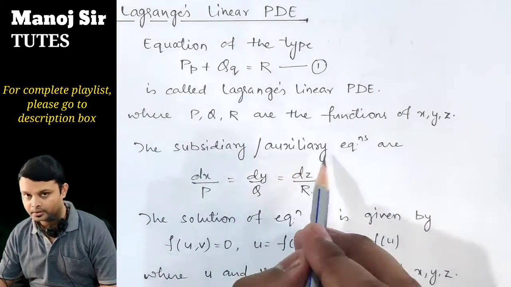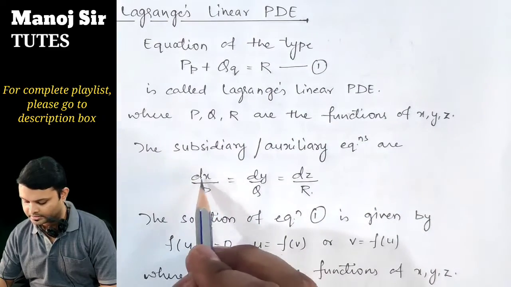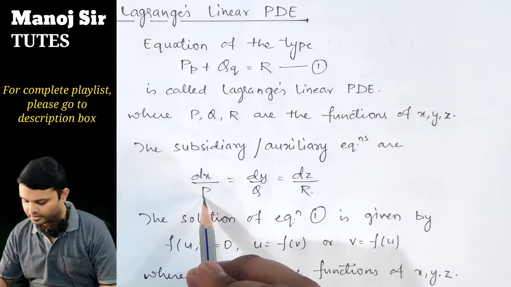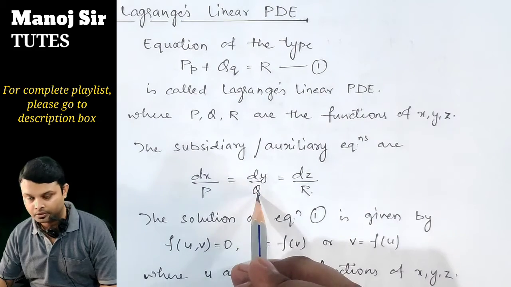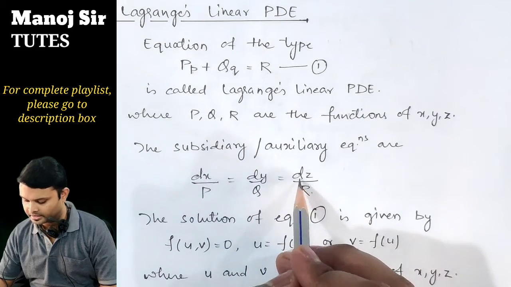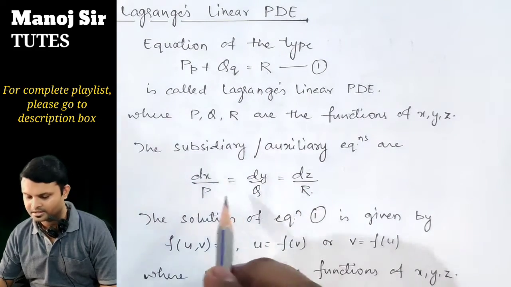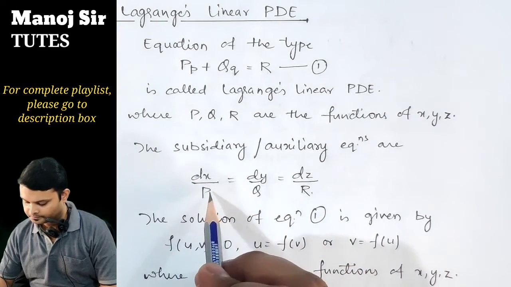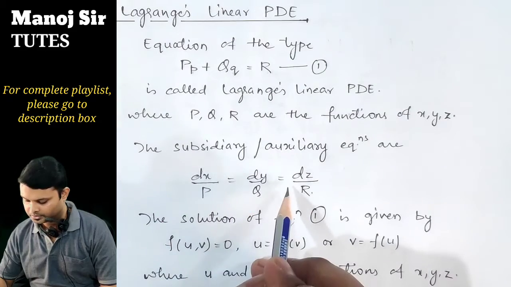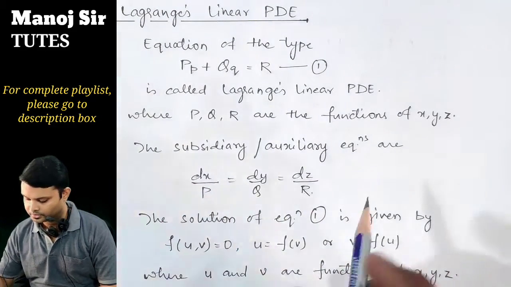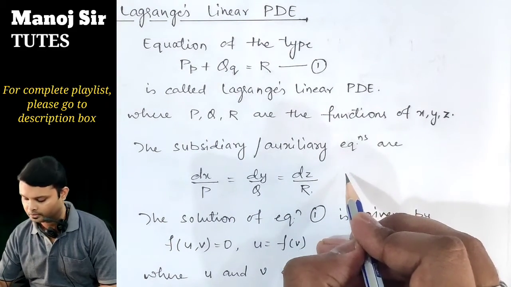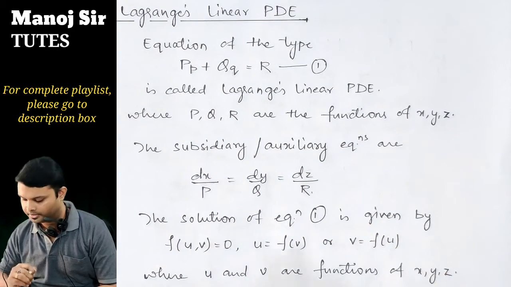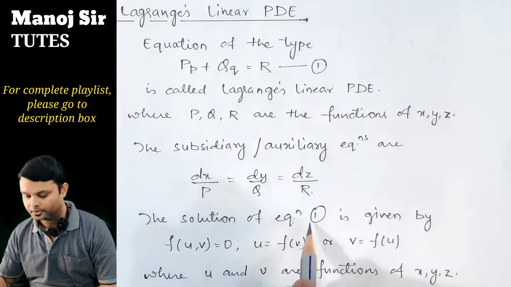First, we need to find the auxiliary equation, and how to write this: dx upon capital P equals dy upon capital Q equals dz upon capital R. This is very easy. After writing this auxiliary equation, we need to solve this twice so that we can find the values of u and v. After finding u and v, we can find the solution of equation 1.